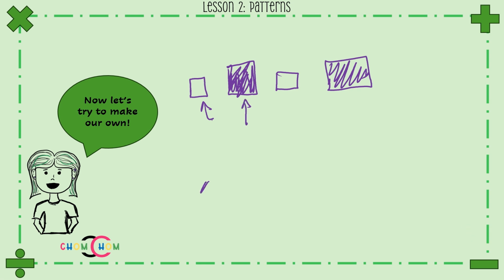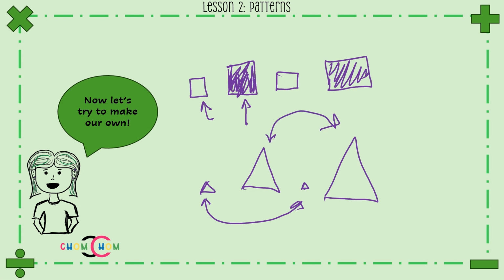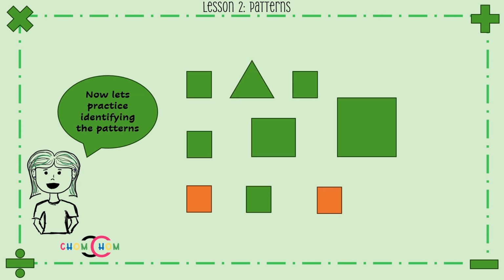Another example of a pattern would be where each shape that gets small gets even smaller each time, and each shape that gets bigger gets even bigger each time. Now let's practice identifying these patterns.